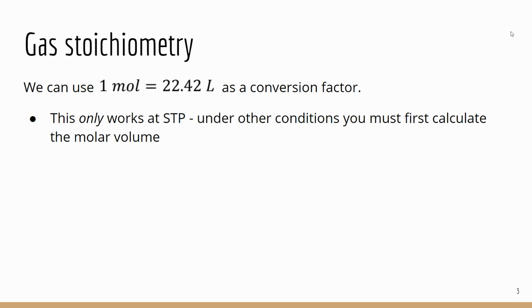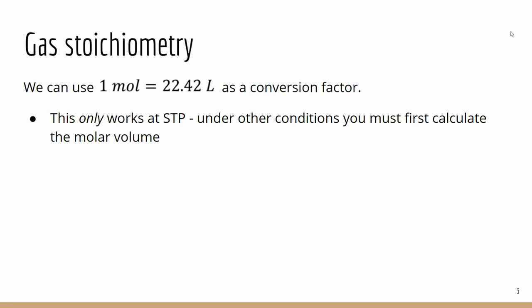So gas stoichiometry is just like any other kind of stoichiometry. It's just that we can use a unit factor that at STP, 1 mole is equal to 22.42 liters. And this works for any gas that is more or less ideal. And we actually haven't talked about any gases yet that aren't ideal. That'll be the last video of this chapter. This relationship only works at STP.